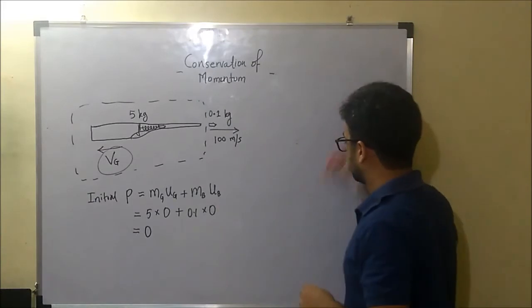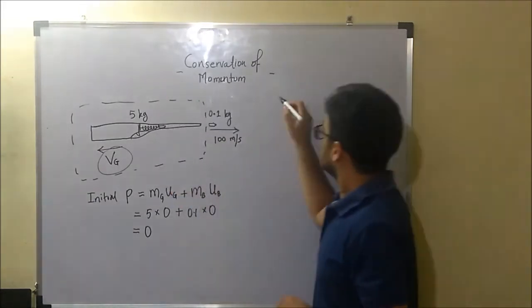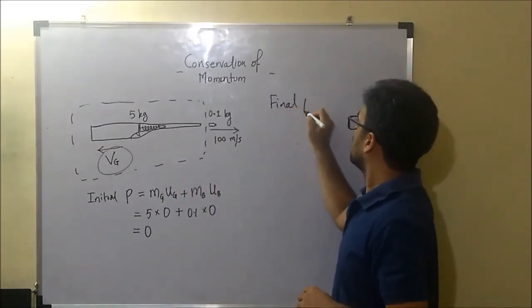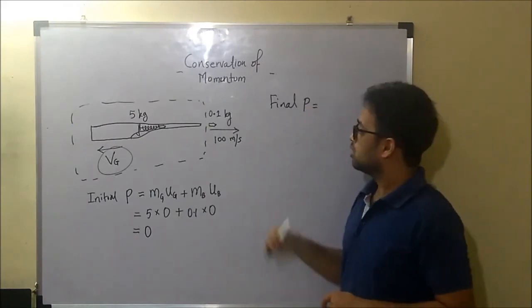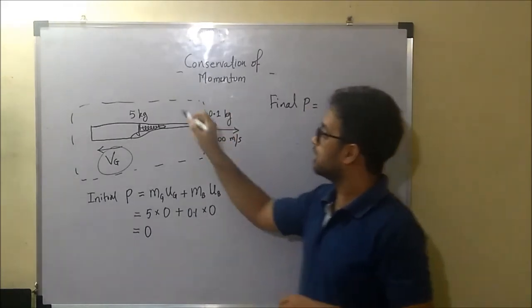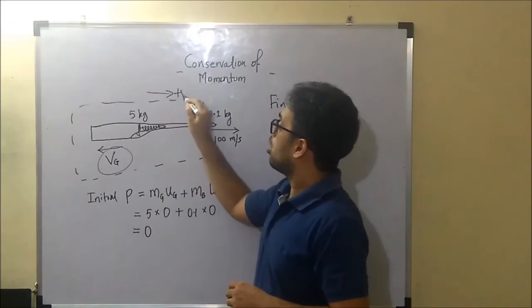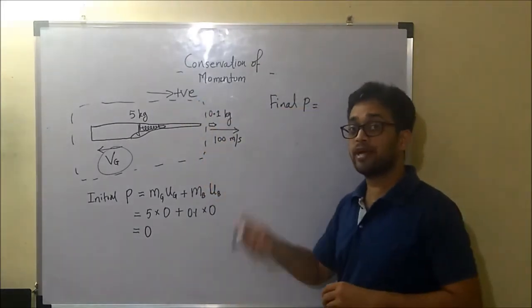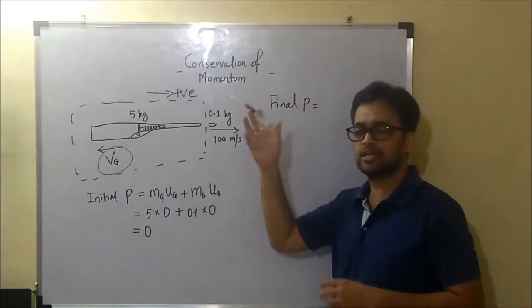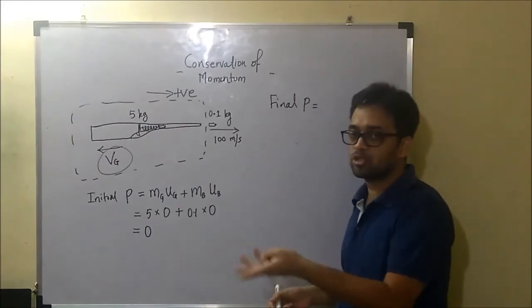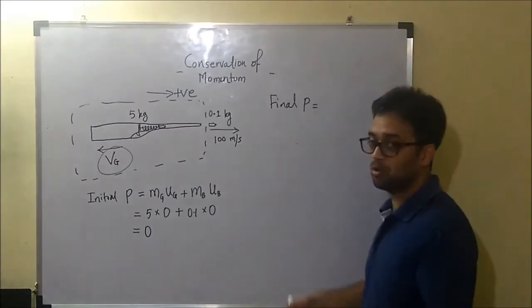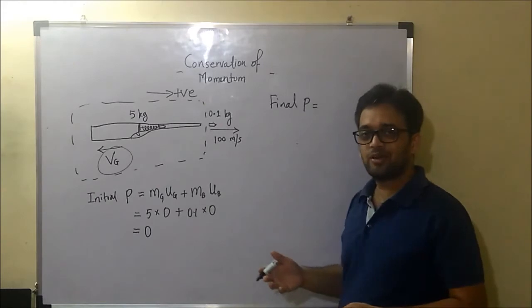And then we will equate them, right? So, what is the final momentum? Final P will be equal. Now the bullet is moving rightward. We have to define our directions because velocity is involved and velocity is a vector. So we have to define our direction. I will take rightward positive. You can take leftward positive and see if the answer matches. It has to, right? This is not the moment to check.